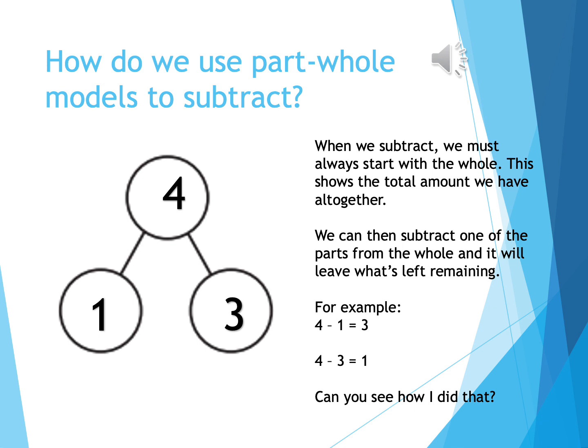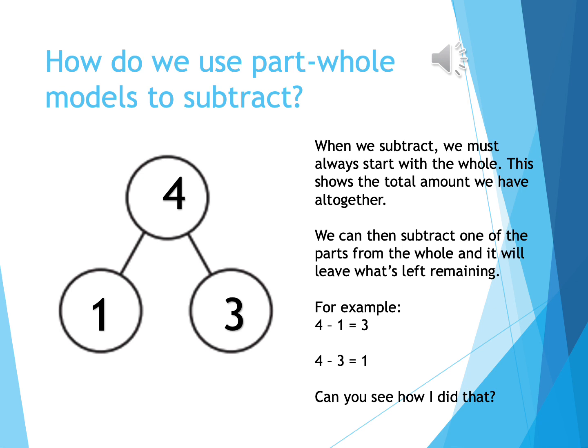As I just showed you, I mentioned that adding the 2 parts together would equal your whole, and that would use addition. But how can we use the part-whole model to subtract? When we subtract, we must always start with the whole, because when we are subtracting, we're always starting with the amount that we have in total. Then we can start subtracting and taking away one of the parts.